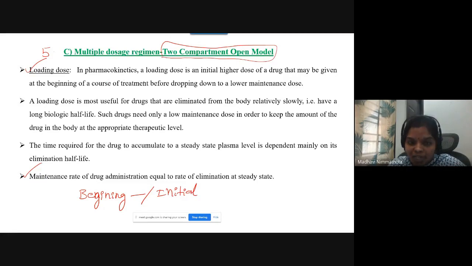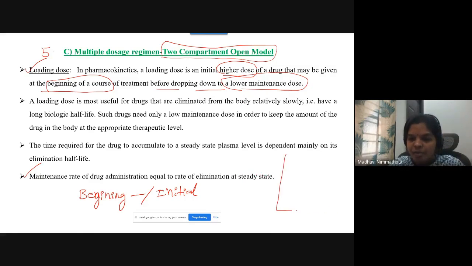In pharmacokinetics, a loading dose is an initial higher dose of a drug that may be given at the beginning of the course of treatment before dropping down to a lower maintenance dose. So you just remember two things here. What is the purpose of loading dose and what is the purpose of maintenance dose? Loading dose is nothing but your initial dose. So here our response is going to be started from here. So this is called your loading dose.